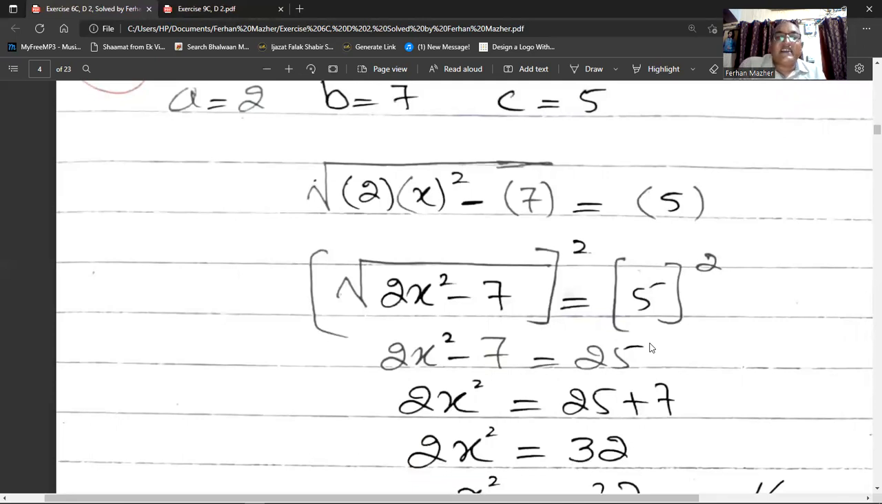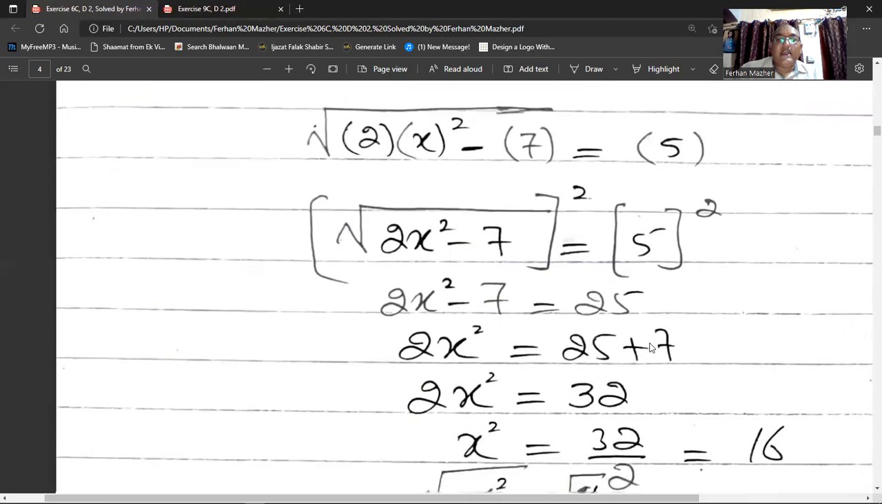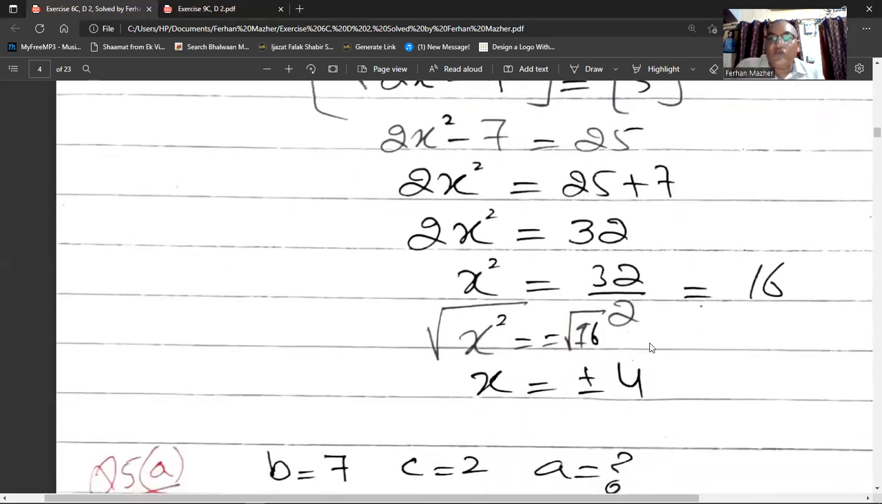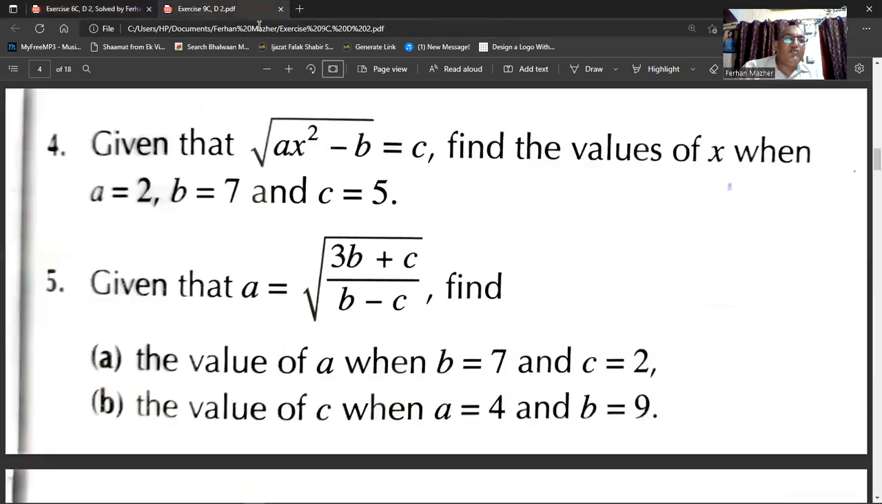So you will have 2x squared equals 32, and then 2, which was multiplying with x squared, will go to the other side and divide. So you will have x squared equals 16. Because you want the value of x, and you have x squared here, on both sides I will take the square root. So the square root of x squared and this square root will be cancelled. You are left with x equals, and the square root of 16 will be plus or minus 4. And this is how you do the question.